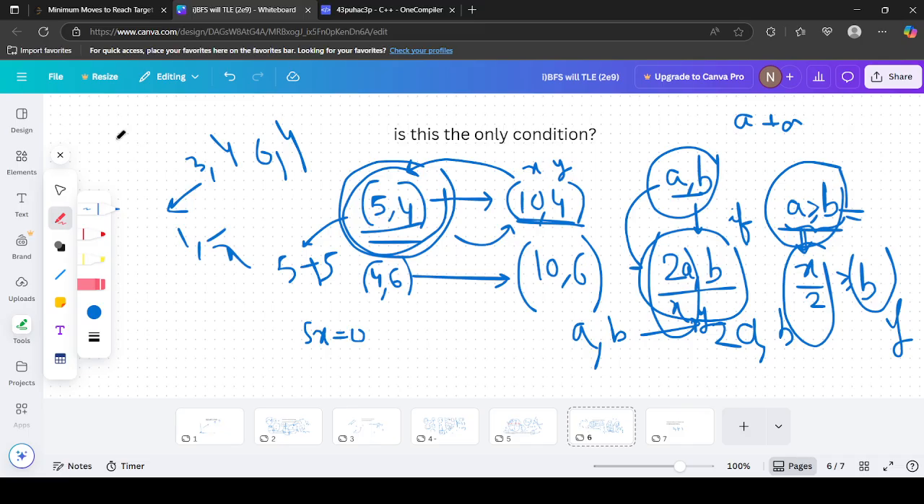It is obviously no, because we can reach 2a from a only if it is even. If 2a is even, then we might have reached it from a. So if it is 10 comma 4, we have to check if it is even, and if it is even, find whether a by 2 is greater than or equal to b, so that only then we might have reached it from a comma b. So check these both conditions.